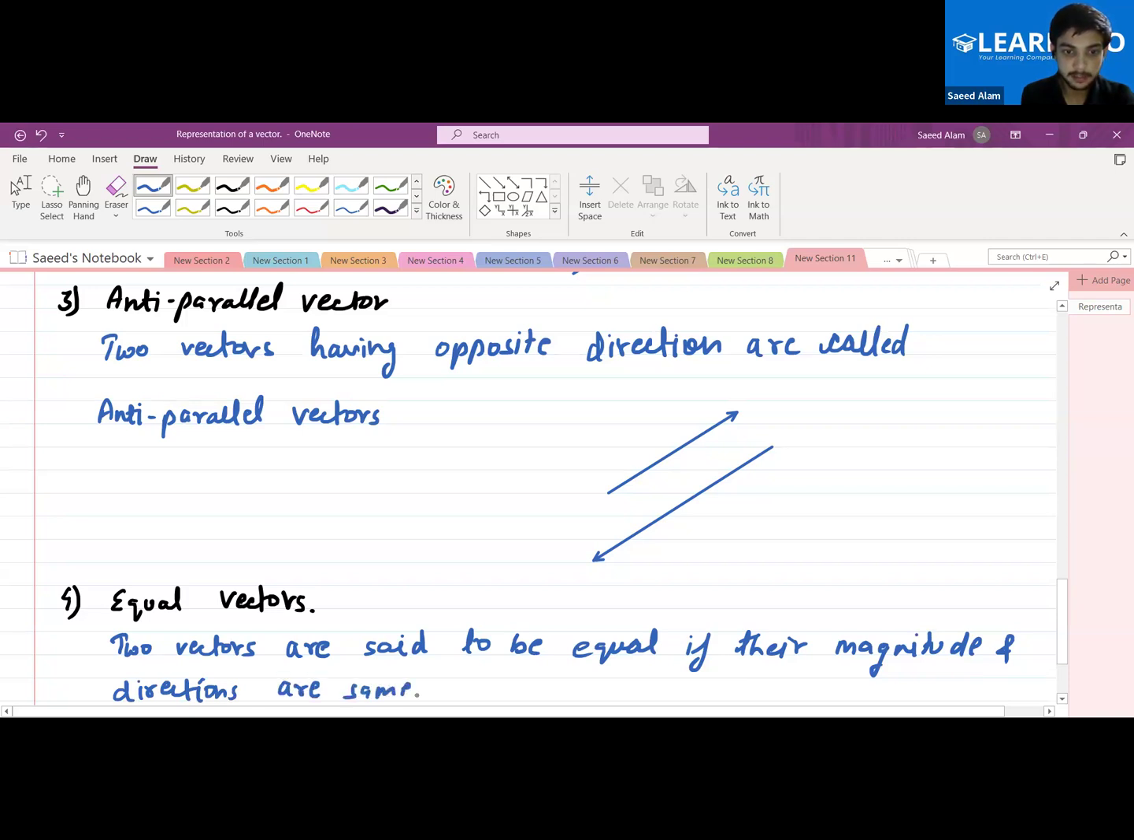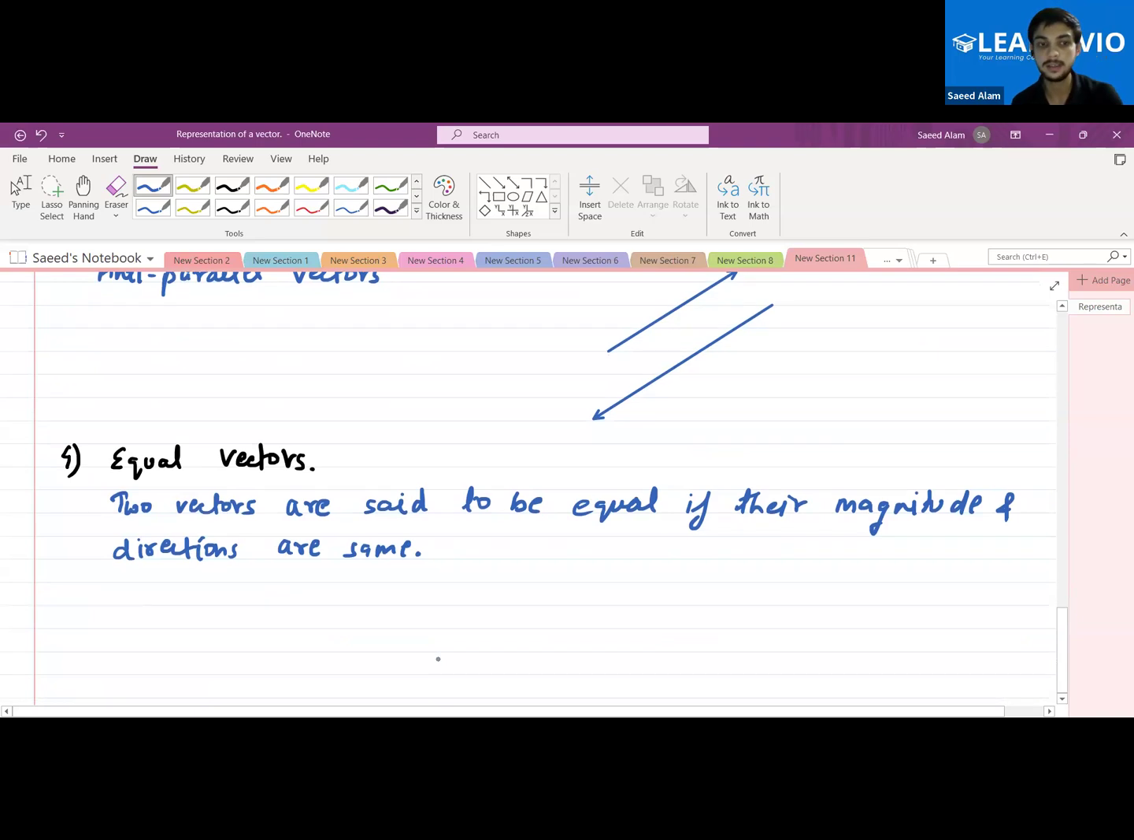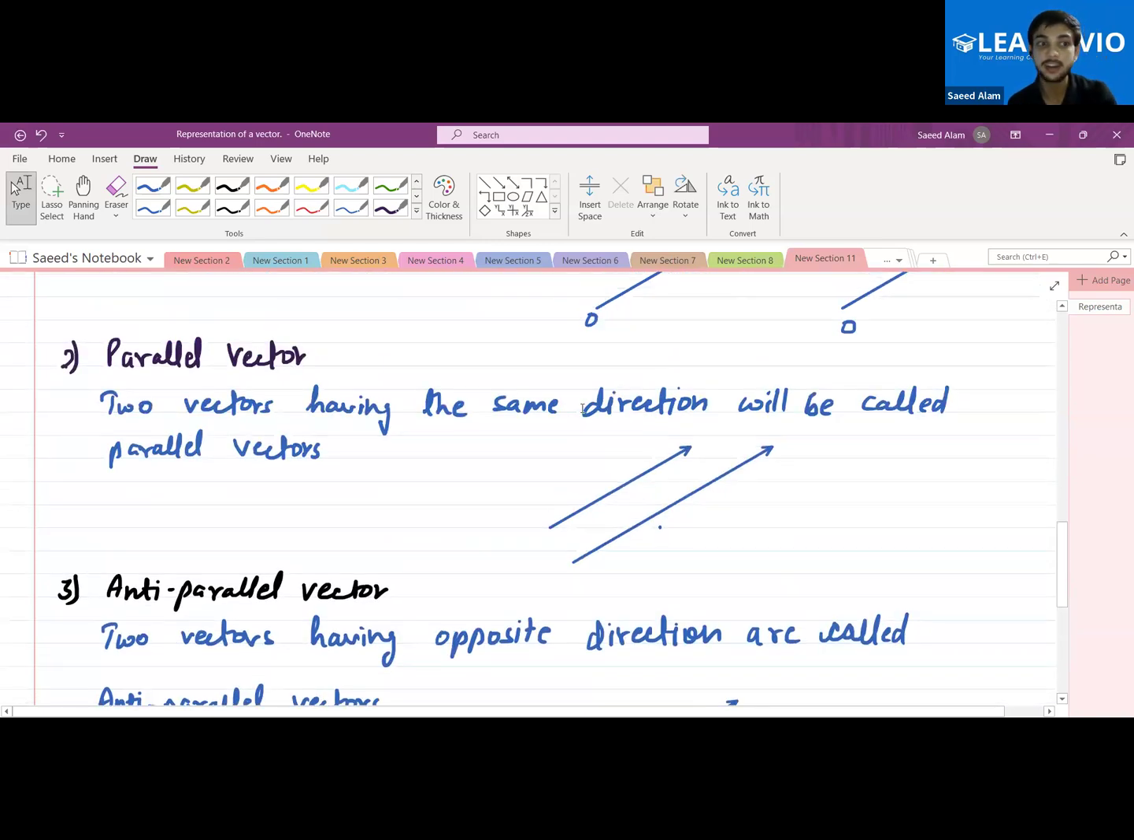Are same. Understood? So now you will understand why I had redrawn this parallel vector. In parallel vectors, they were having the same direction, but these two vectors are not equal. You cannot superimpose one over the other. Can you see this in parallel vectors? No. If you superimpose, what do I mean by superimpose?